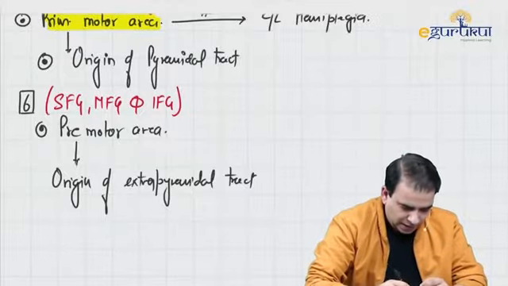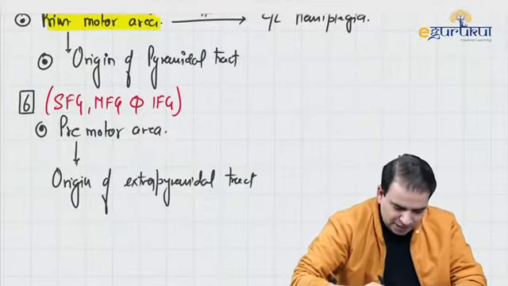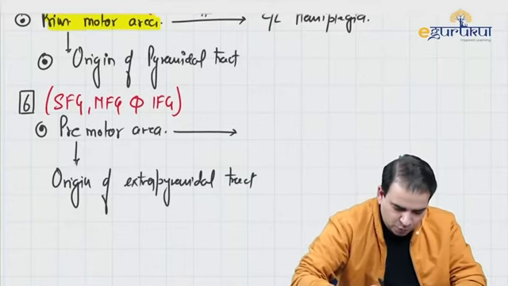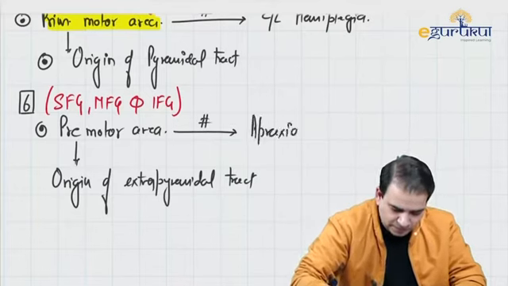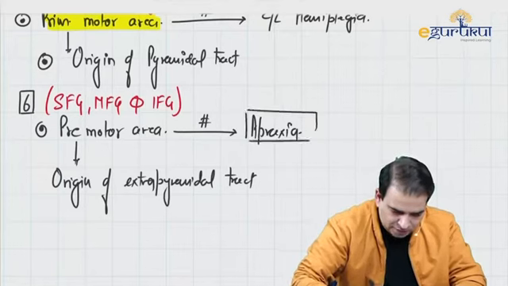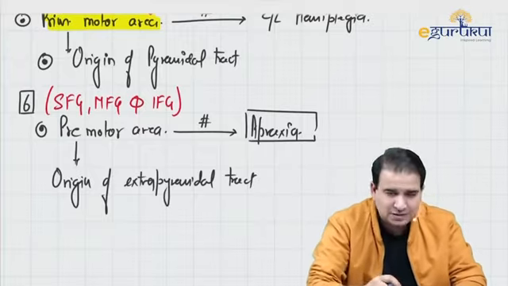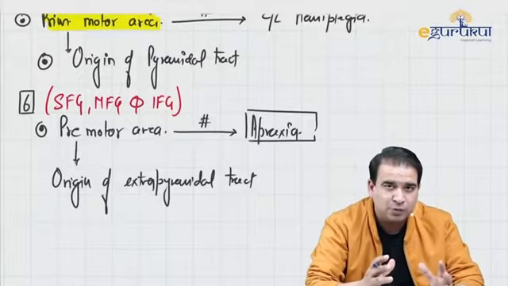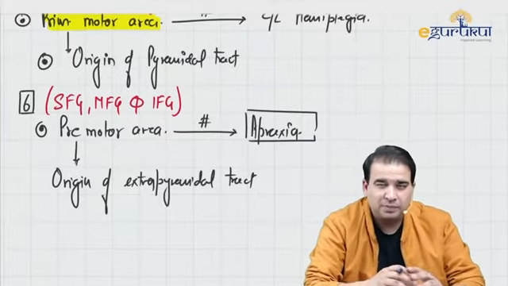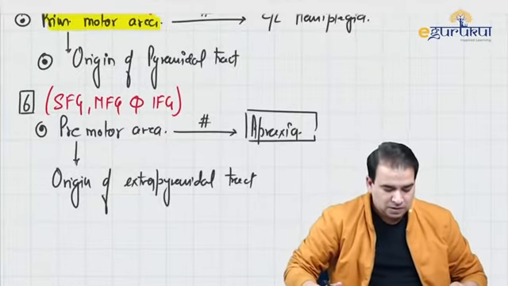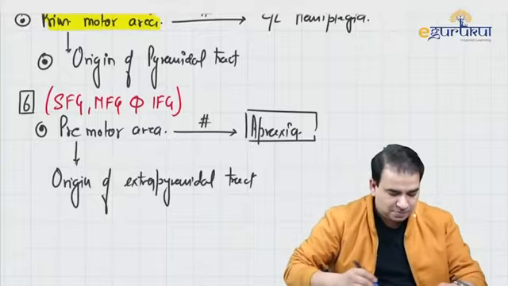Okay. And if there is injury to this area number 6, there will be a case of apraxia. There will be difficulty in performing skilled movement. So apraxia, difficulty in performing skilled movement, will be the result if area number 6 is affected.